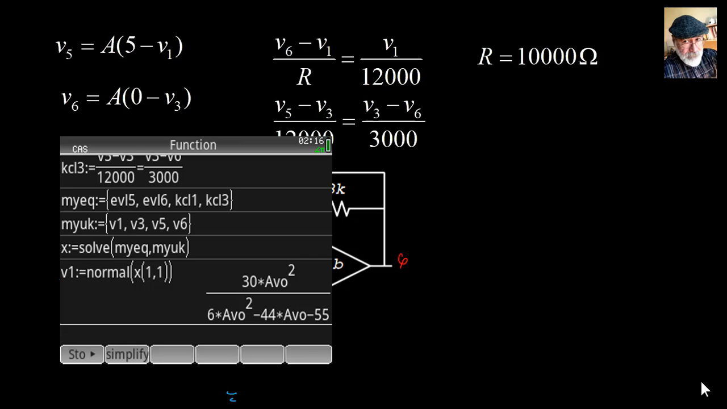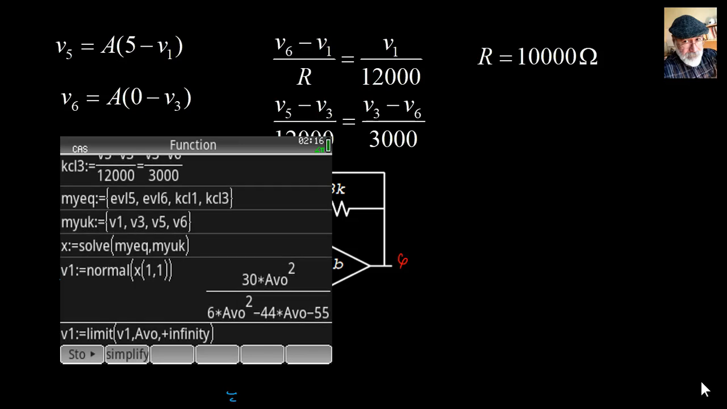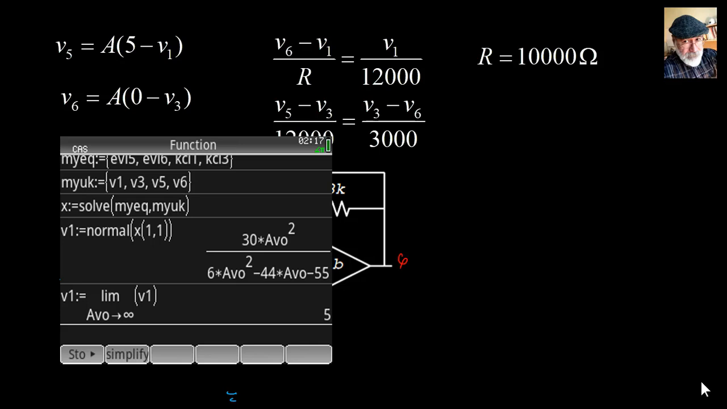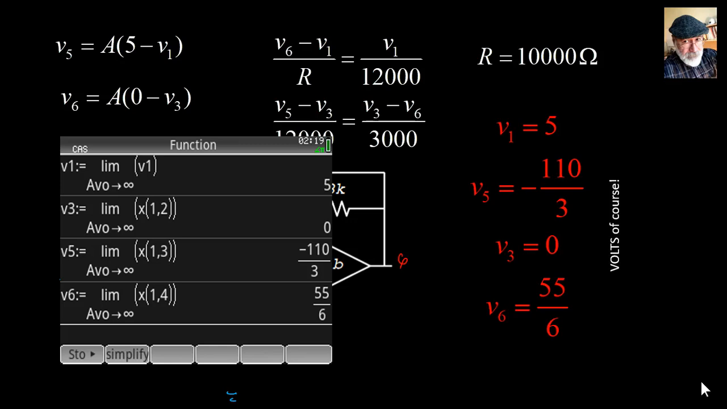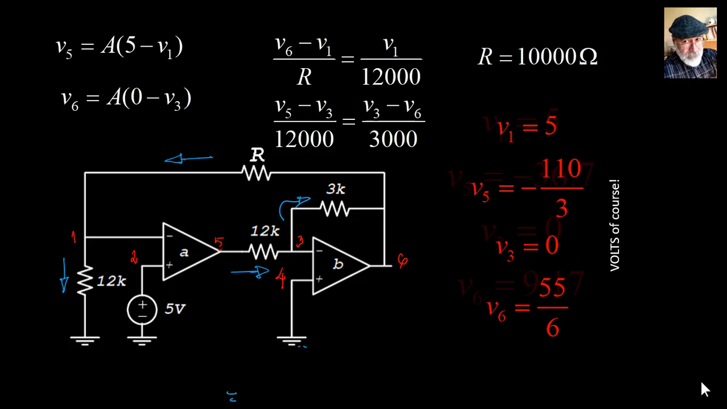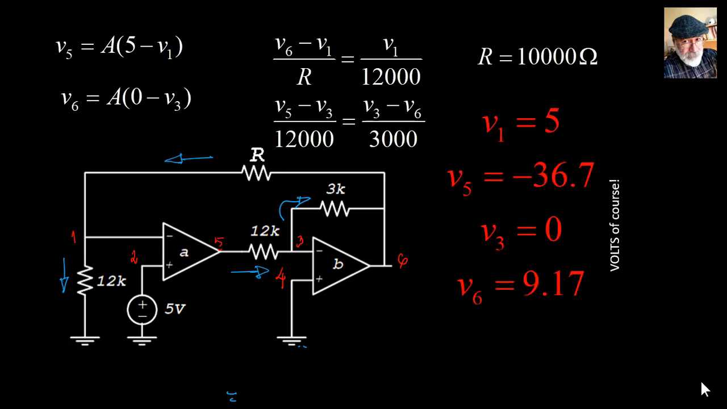And of course, the voltages will come out as functions of AV0, the open loop voltage gain. If we find the limit as that gain tends to infinity, we find the actual values of the voltages V1, V2, V3, V4, V5, and V6. Those are the values. Don't write them like that in my exam. Please use floating point numbers this way. That is much better. That is the solution.